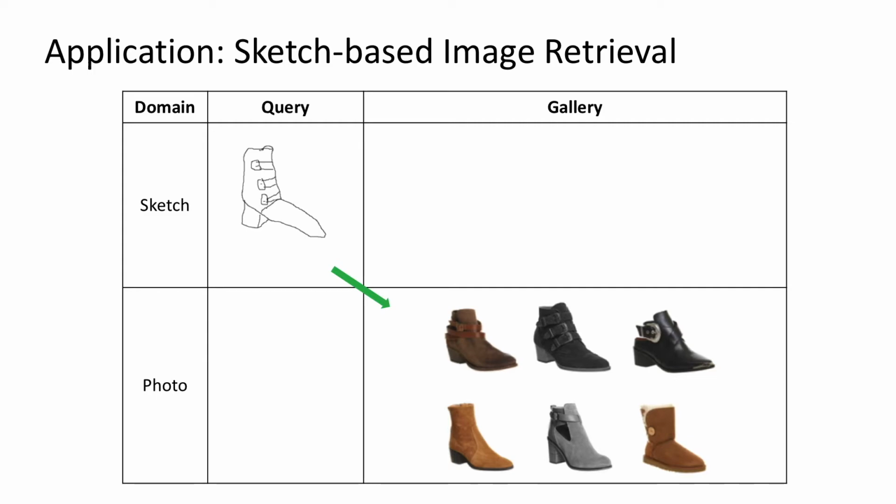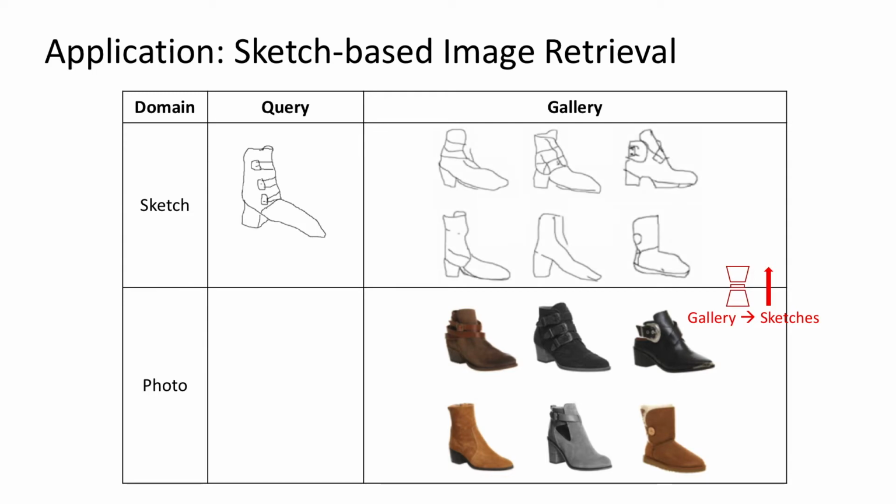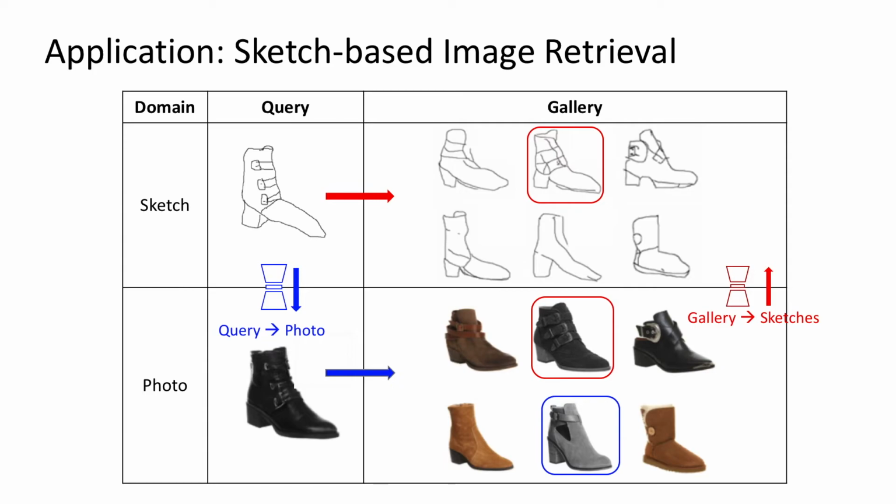We can accomplish this diagonal cross-domain retrieval in two different ways. One goes through the top and the other goes through the bottom. We can translate all the gallery photos to the sketches using our model. We perform query-to-gallery retrieval in the sketch domain and then find the corresponding photos. Alternatively, we can translate the query sketch to a photo and conduct retrieval in the photo domain. Our experimental results show that the first approach is better by 10% in the top 5 accuracy.